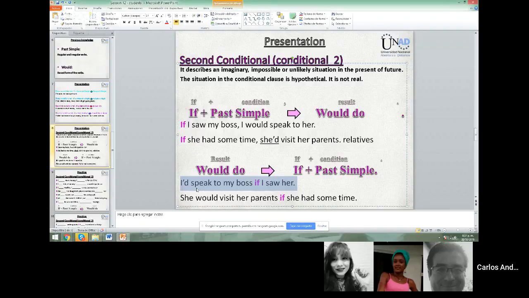So let's remember something. I'd speak to my boss if I saw her has exactly the same meaning as if I saw my boss, I would speak to her. It is exactly the same. Okay? The thing is that you use here in this opportunity the condition clause at first, and here it is the second part of the sentence, but it is the same.